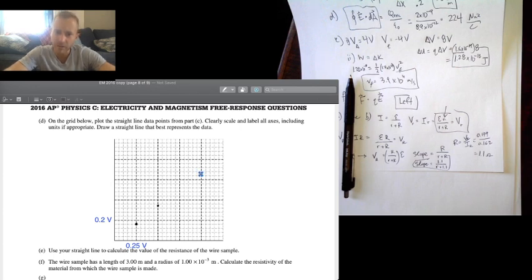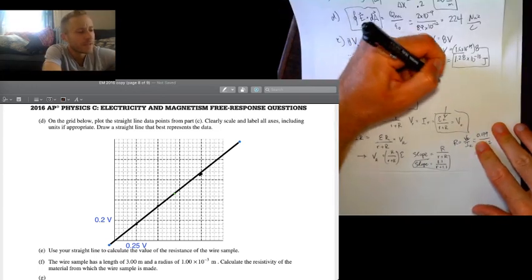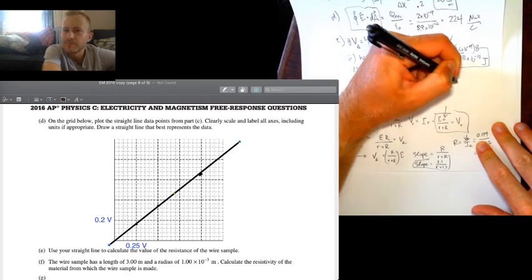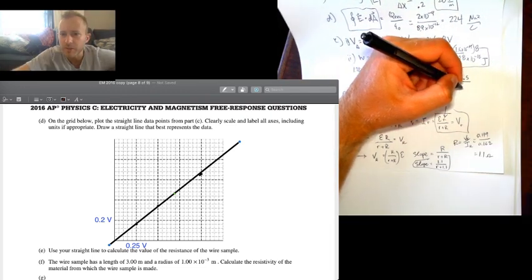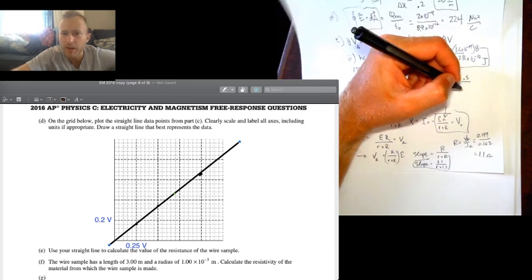Okay, so I can see I have a linear graph. So there's my slope. I can calculate the slope quite easily. I'm using this point. It's going to be maybe 0.5 over 0.75.